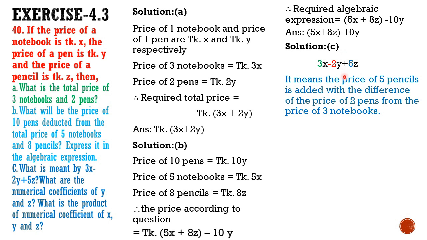That's why the line would be the price of 5 pencils is added, because of addition, with the difference of the price of 2 pens from the price of 3 notebooks. That means 3x minus 2y plus 5z. Now the second question. What are the numerical coefficients of y and z? Let us see. Numerical coefficient of y is minus 2. How? As you can see from the expression, my dear, minus 2y. That's why the numerical coefficient should be minus 2.